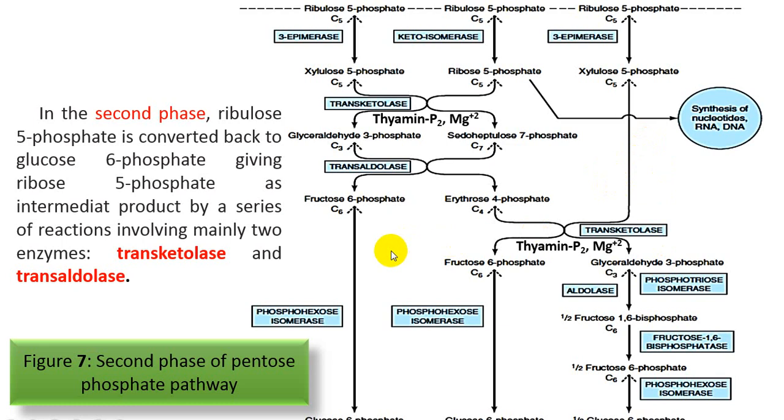In the first phase there is production of NADPH. In the second phase there is production of ribose 5-phosphate, and this is the second important function of the pentose phosphate pathway. This is the second phase of the pentose phosphate pathway in this diagram, with the main enzymes transketolase and transaldolase, and have a look at vitamin B1.